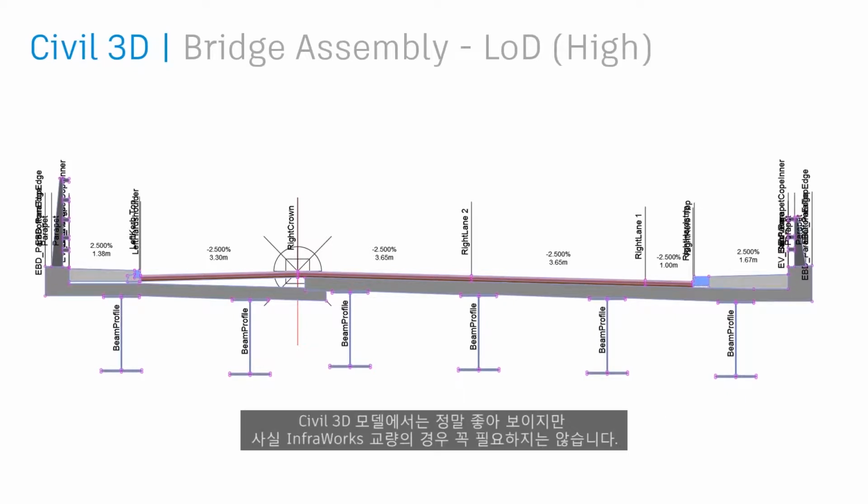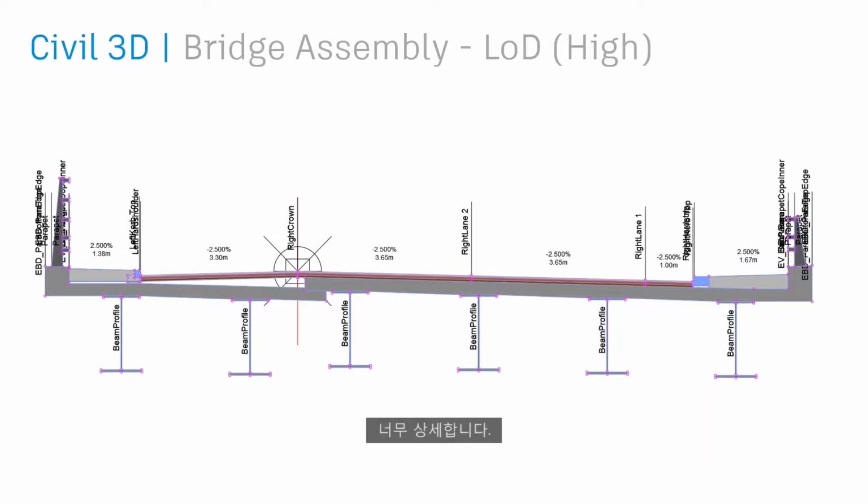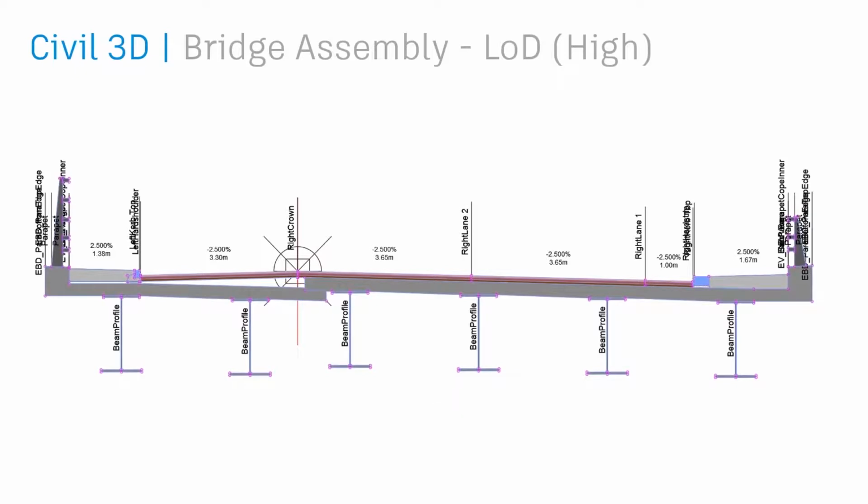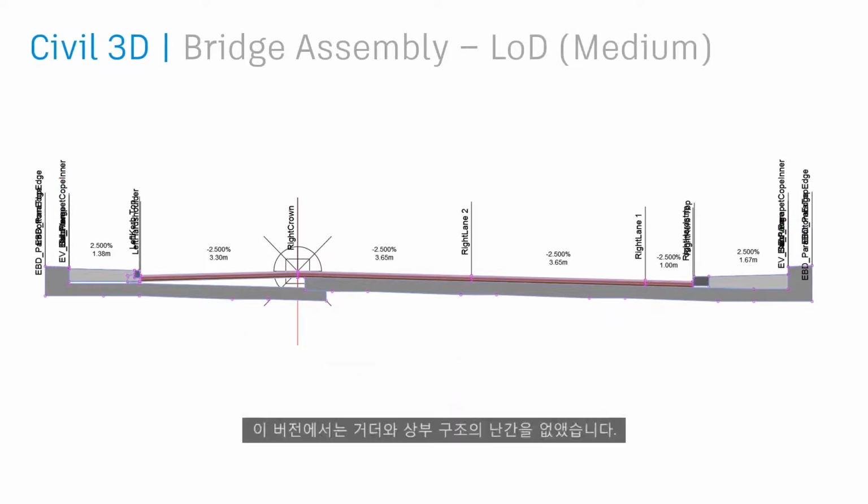Now, while this looks really good in a Civil 3D model, it's actually not required for the Infraworks bridge. It's just way too much. Infraworks is actually going to handle all of the substructure and superstructure details for us. So this is a high level of detail. In this version, you can see here, we're going to strip away the girders and the parapet of the superstructure, and it's going to leave a more basic set of shapes from which to model the bridge.